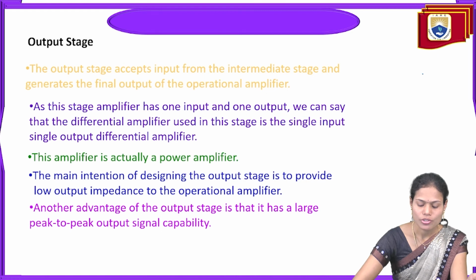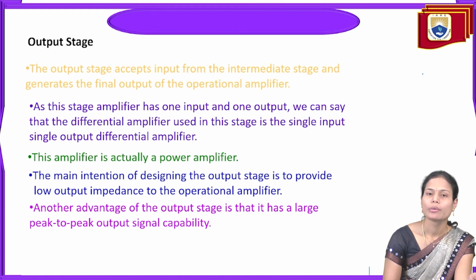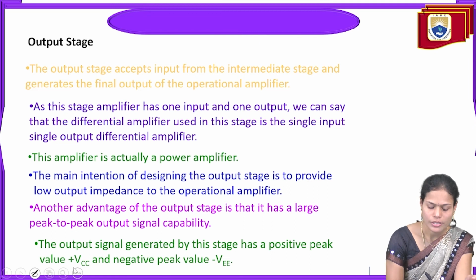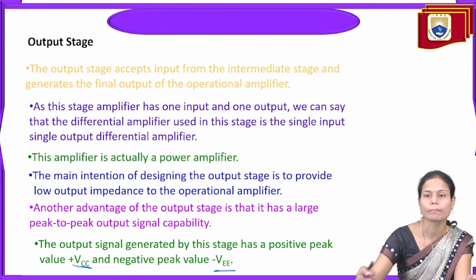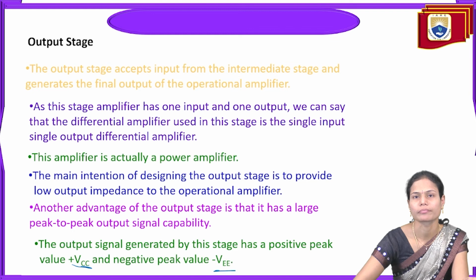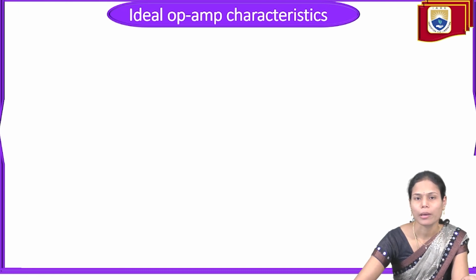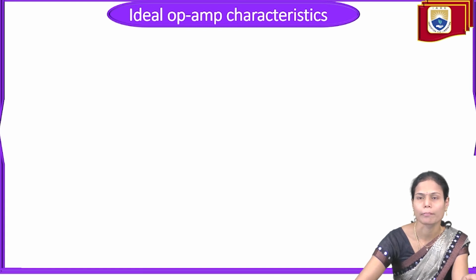And one more advantage of this output stage is that it will provide a very high peak to peak output signal. So the positive peak is plus VCC here and the negative peak is minus VEE in the output stage of the operational amplifier. So till now we have seen the block diagram as well as the different blocks in the operational amplifier and the basic function of those different blocks. So now we will see the ideal characteristics of this operational amplifier.